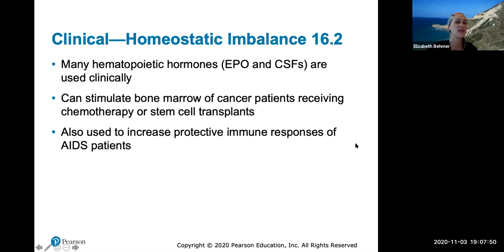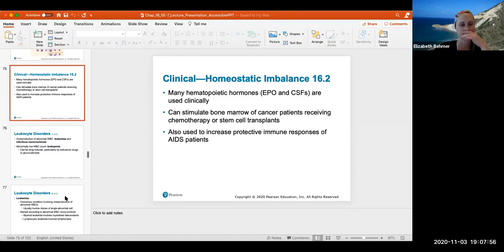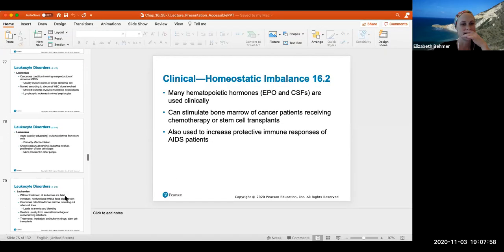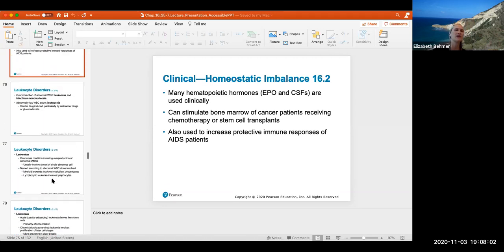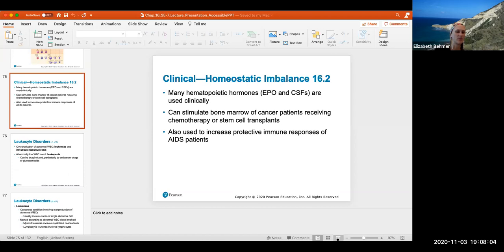Some homeostatic imbalances, and then we'll probably end here. Let me just double check. This will be a good place after we look at some leukocyte disorders, and then we'll stop here and we'll start with platelets on Thursday.